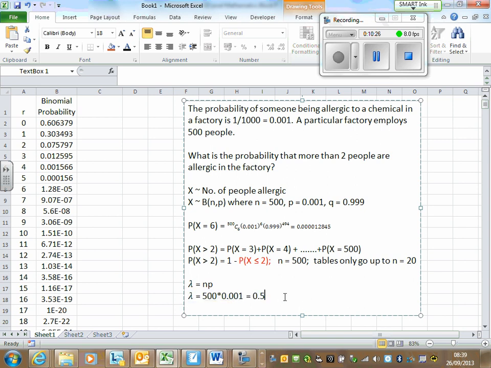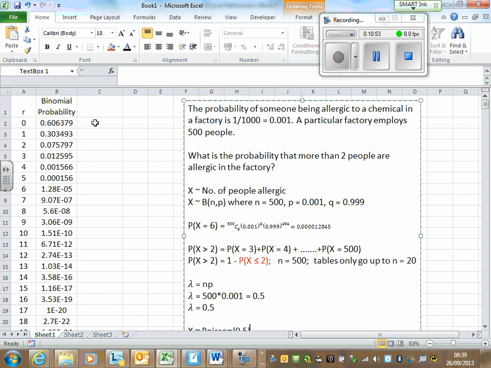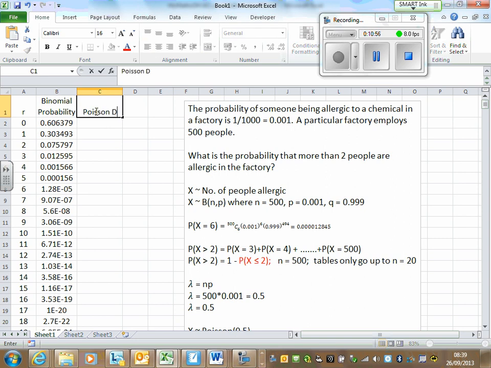Now, this is brilliant. Right, there we go. Lambda is 0.5. We're now going to approximate X, the number of people allergic, by a Poisson distribution, Poisson of 0.5. Okay, and let's just see how these compare. Okay, so let me write Poisson distribution there. I need to wrap the text to make that look nice.